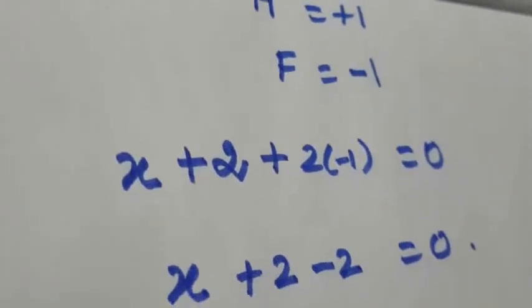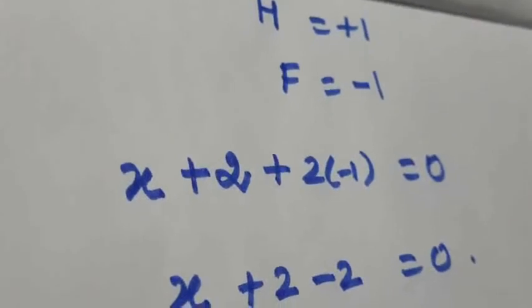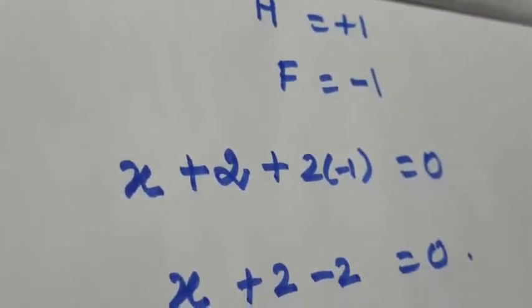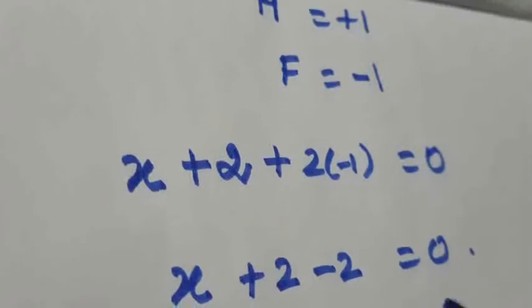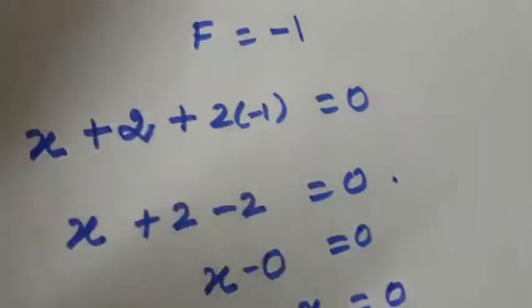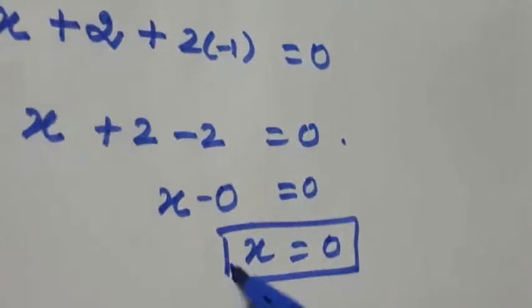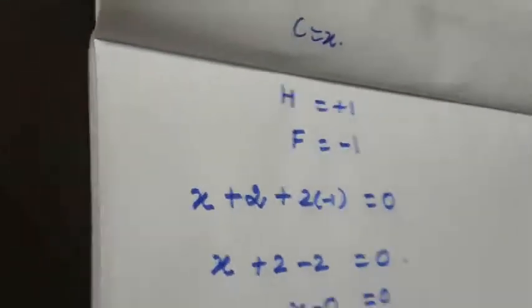Okay, so what is that oxidation state? So X plus 0 equal to 0, so X is equal to 0. Okay, so this is the oxidation state. In CH2F2, the carbon oxidation state is 0. That is 0 oxidation state in CH2F2. Okay, so this is another one. So next one.